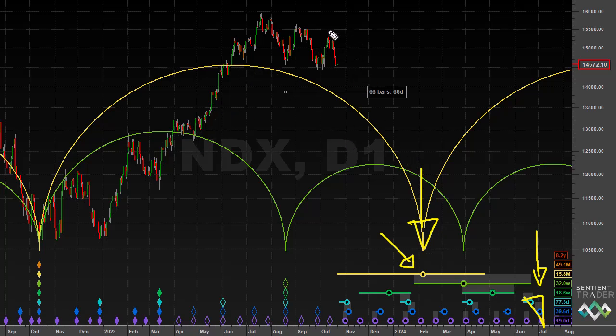And so, again, we are looking at price moving down into an 18-month cycle trough in the NASDAQ, expected sometime next year, perhaps towards the middle of the year.